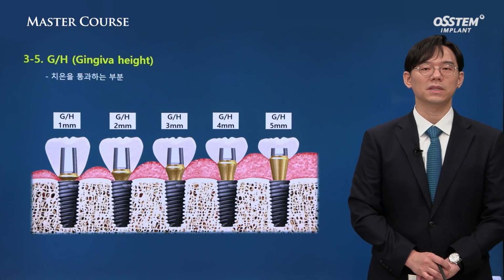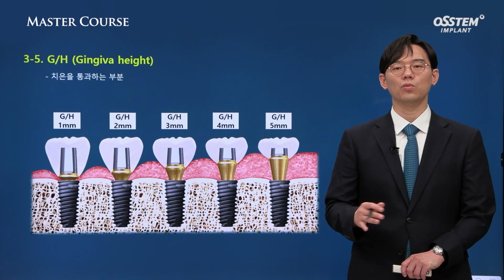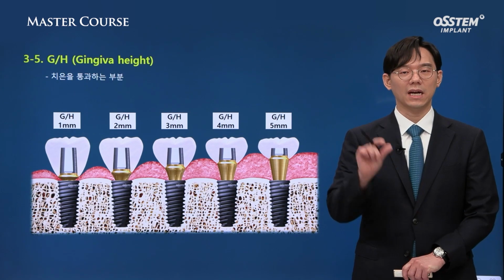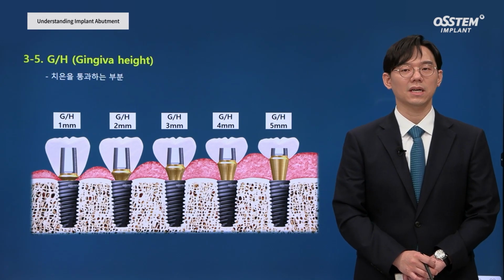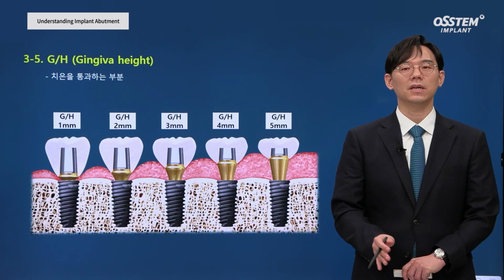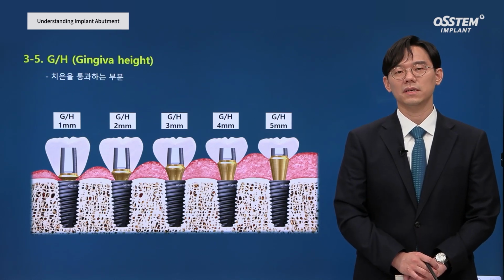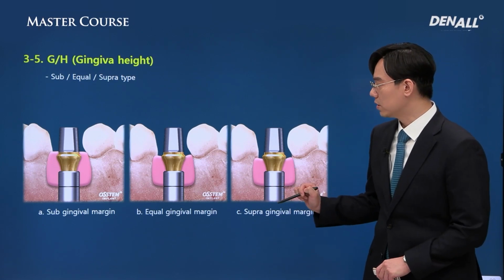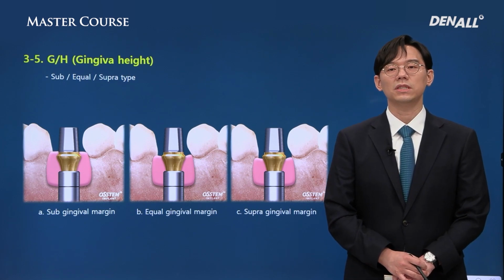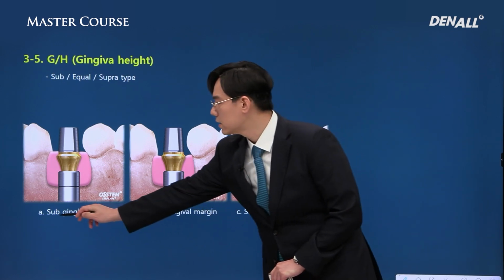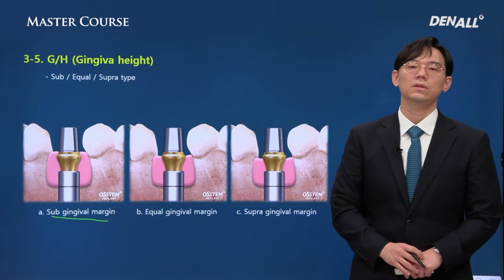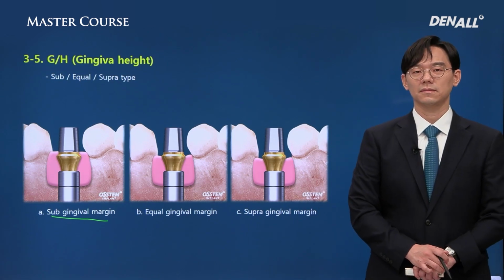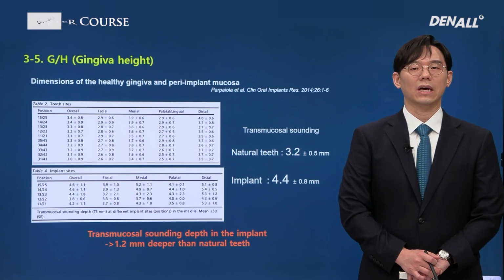Gingival height is where it goes through the gingiva, and as for stock abutment, it ranges from 1 mm to 5 mm. If you use a gingival height of 1 mm or 2 mm, this means that you have not placed the implant sufficiently deeply, and I'm going to talk about this again when I talk about biologic width. The margin of prosthesis can be in line with the gingival line in the case of an aesthetic zone like the anterior area. In general, the margin becomes subgingival, and in the posterior area where aesthetics is not as important, you can make a supragingival margin as well.